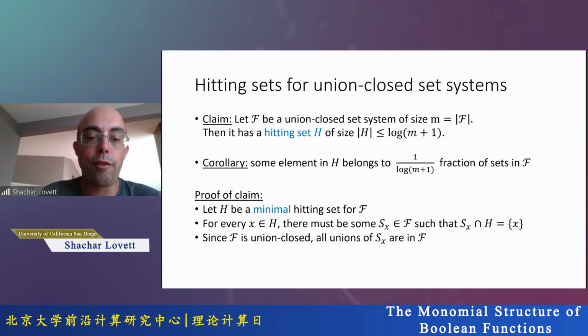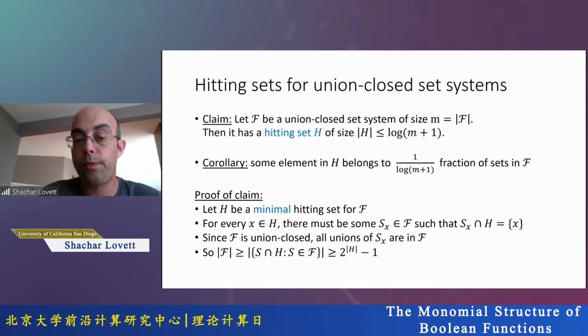And because F is union closed, the unions of Sx, all these sets, are also in F. So if I look at all the sets in F and look at their intersection with H, this contains all the singletons, all the single elements, and it's closed under unions. It contains all the sets in H, maybe except for the empty set. So it has at least 2 to the power of |H| minus 1 sets, and that's at least most of the sets in F. That's it. That's the proof.